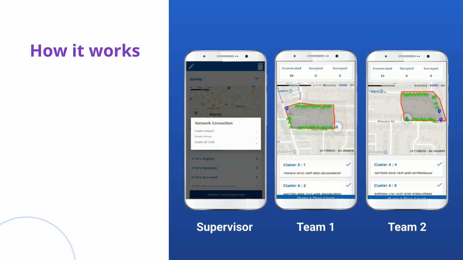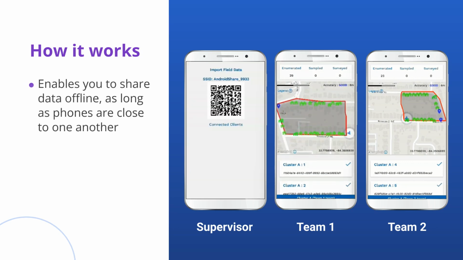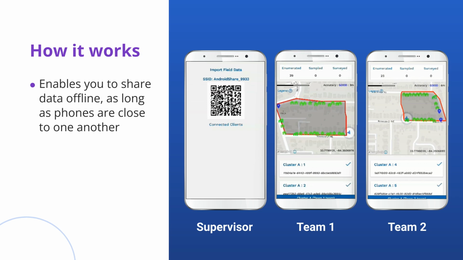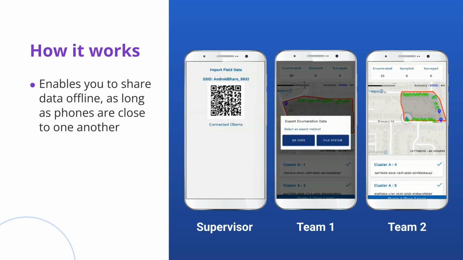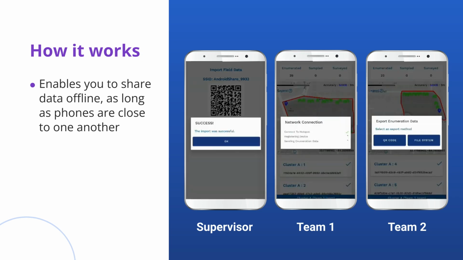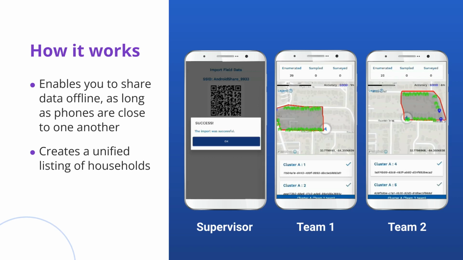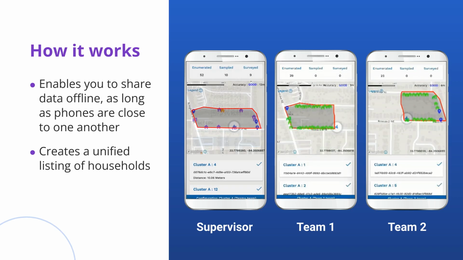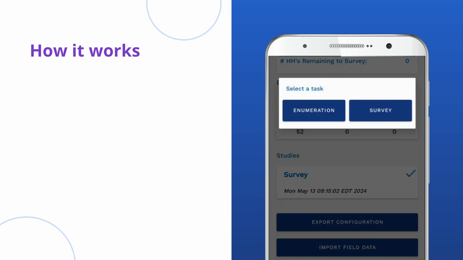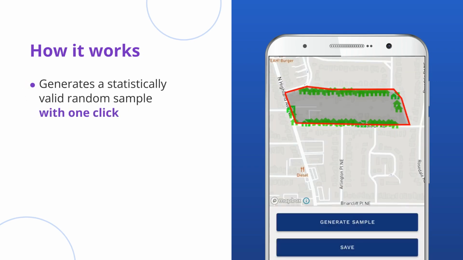GPSSample uses QR code technology to enable you to share data with other team members when you're offline, as long as the phones are physically close to one another. All the data that is sent to the supervisor's device uses QR code technology to link the devices and enables you to share a unified listing of households. The supervisor can now generate a statistically valid sample with 1 click.